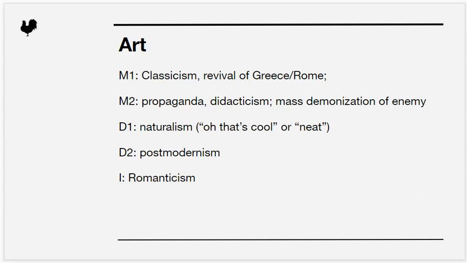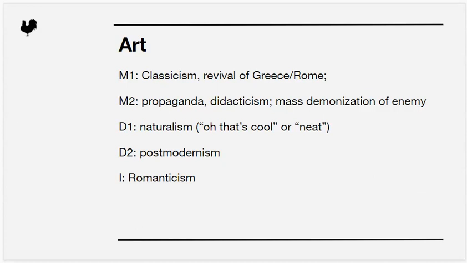M2 would be propaganda, again, didacticism, same thing in literature. D1 is naturalism. I always know I'm looking at a D1 piece of art when I say, oh, that's cool. Or, oh, neat, they use that technique. Oh, interesting. That's cool. It's just a representation of reality, but it doesn't really say anything. It's just more like a Somerset Maugham novel, a journalistic portrayal, maybe more of a photograph. Not exactly a photograph, but more in line of creation. And then D2 would be postmodernism.